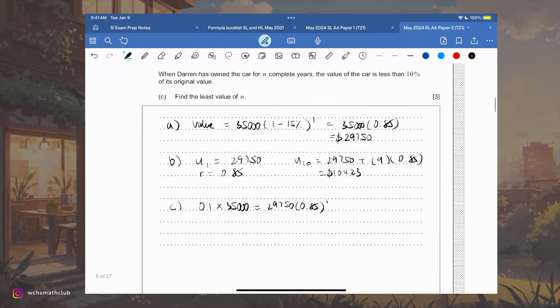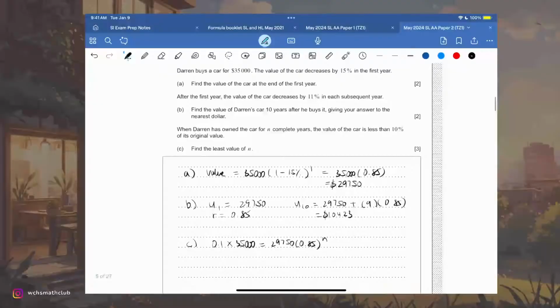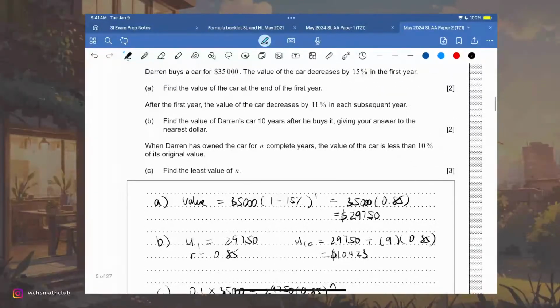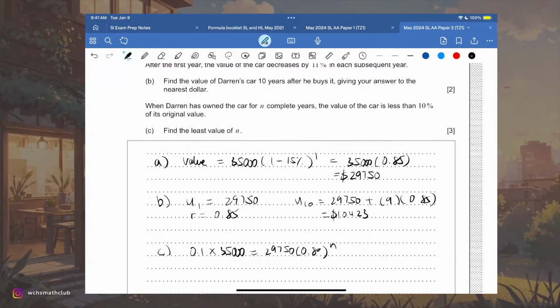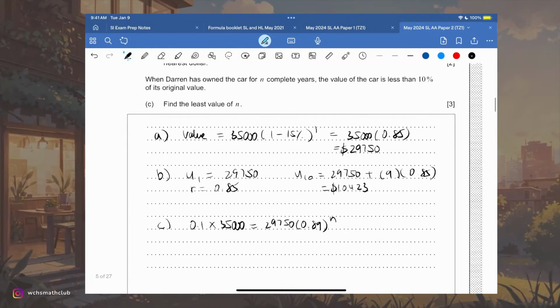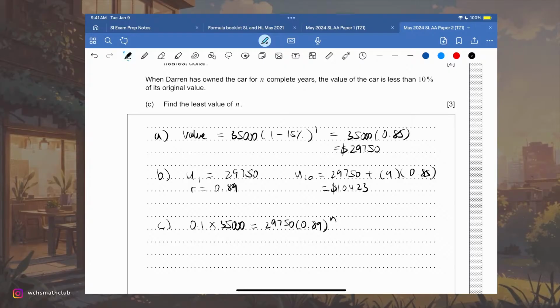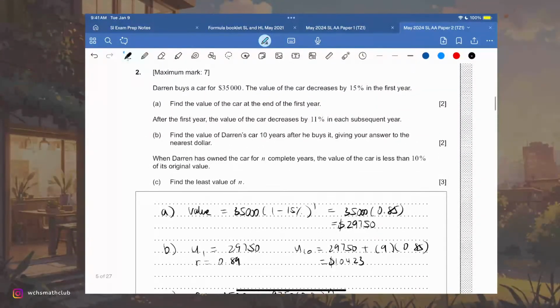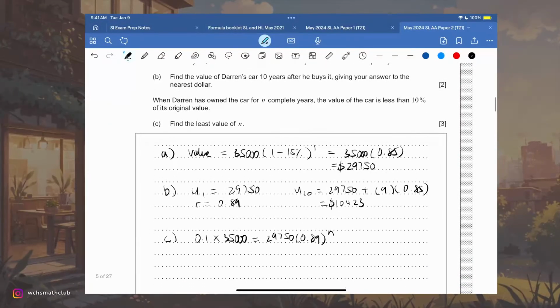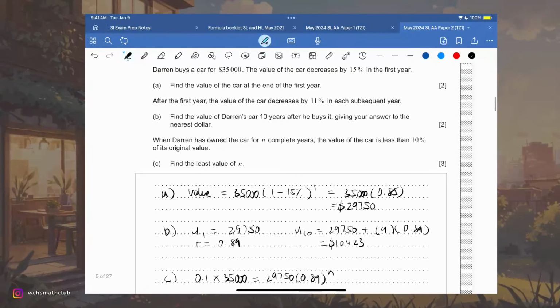of n. Actually, guys, I made a small mistake here. This one is 0.89 instead, and for part B it is also 0.89 because it actually decreased by 11% instead of 15% in the first year, so that's a little different. My bad. And here it should be 0.89 instead of 0.85 because after the first year, the value of the car decreases by 11%.